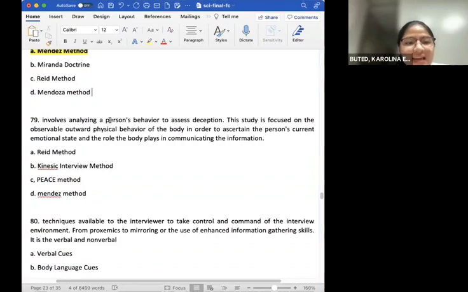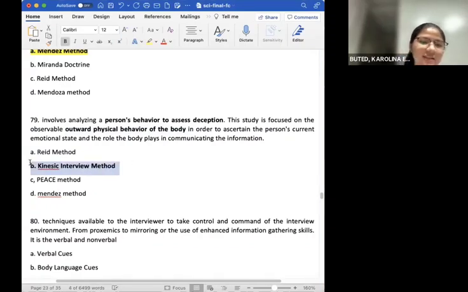Involves analyzing person's behavior to assess deception. Ang gusto nating makita dito, if yung ating subject is nagsisinungaling or nang-de-deceive, nanloloko sa pamamagitan ng pagsisinungaling. That is deception. The study is focused on the observable outward physical behavior of the body in order to ascertain the person's current emotional state and the role the body plays in communicating the information. Okay. What do we call this method? Okay, to assess deception, behavior ang tinitingnan, physical behavior. This is the kinetic interview method.